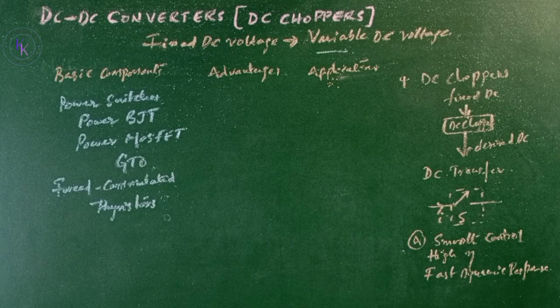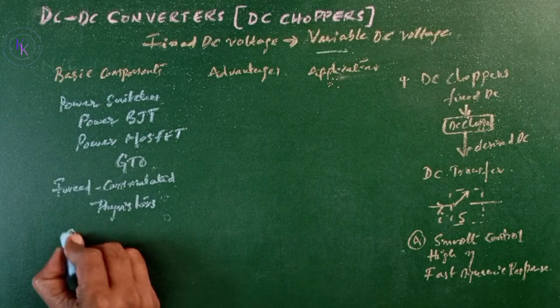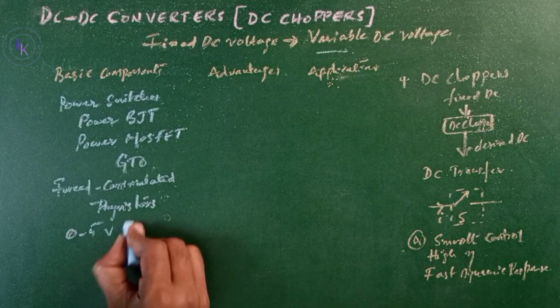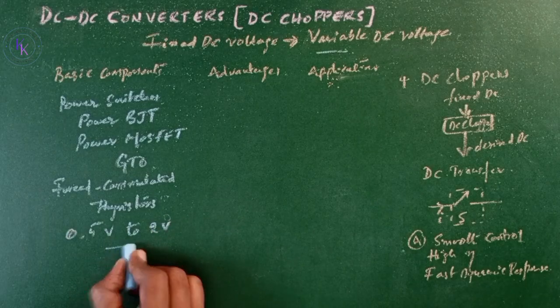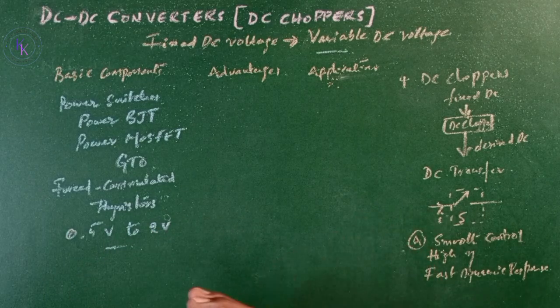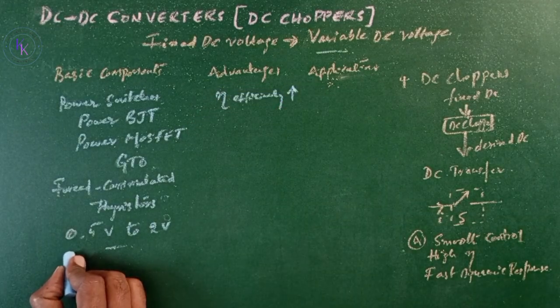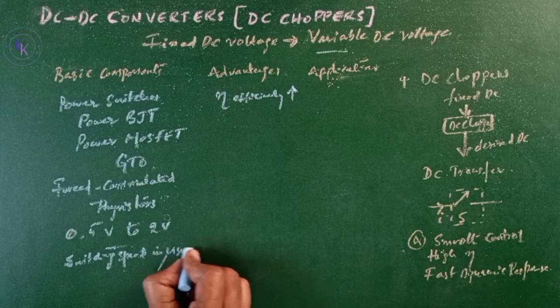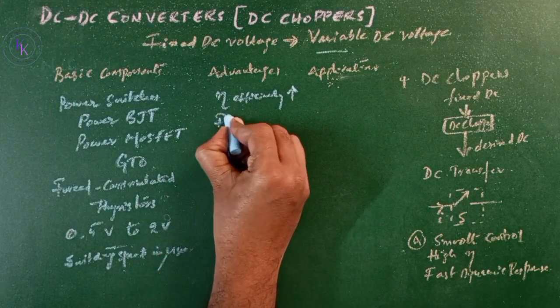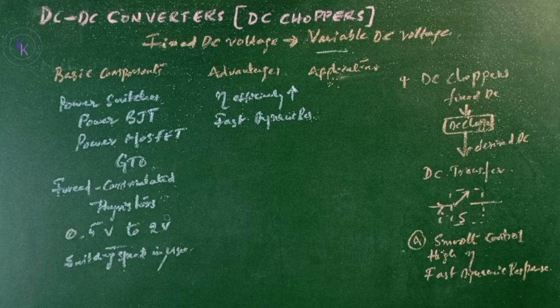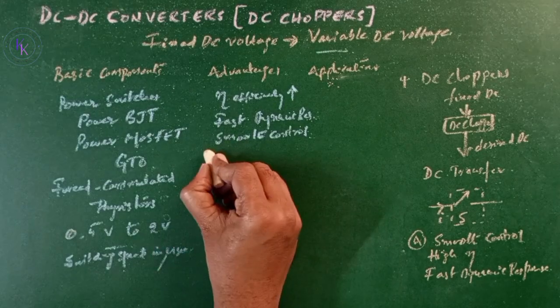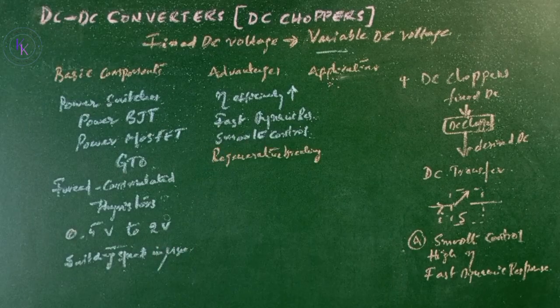The power semiconductor devices have an on-state voltage drop of 0.5 volts to 2 volts, due to which the losses in the DC chopper reduce and the efficiency increases, and the switching speeds are in microseconds. So we'll be getting fast dynamic response and smooth control. It can be used in regenerative braking of DC motors to return energy back to the supply. And this feature results in energy savings for transportation systems.